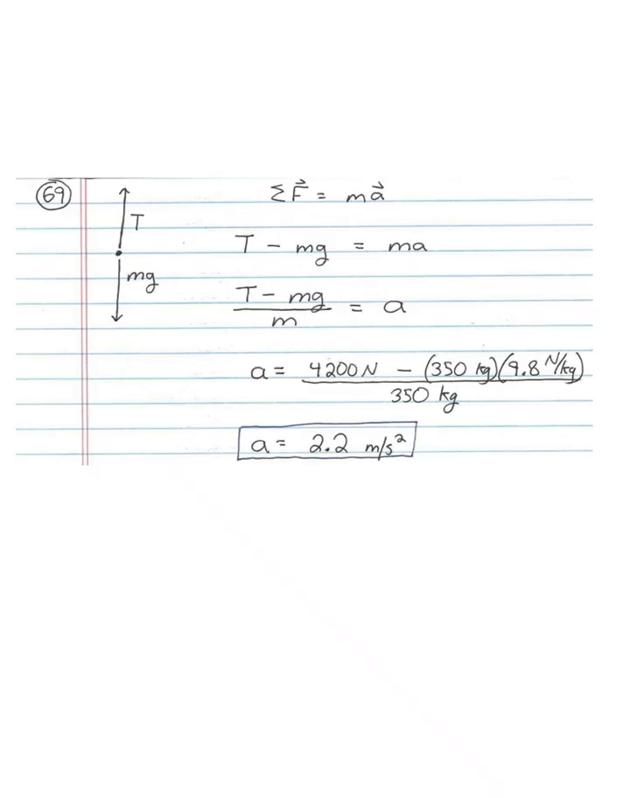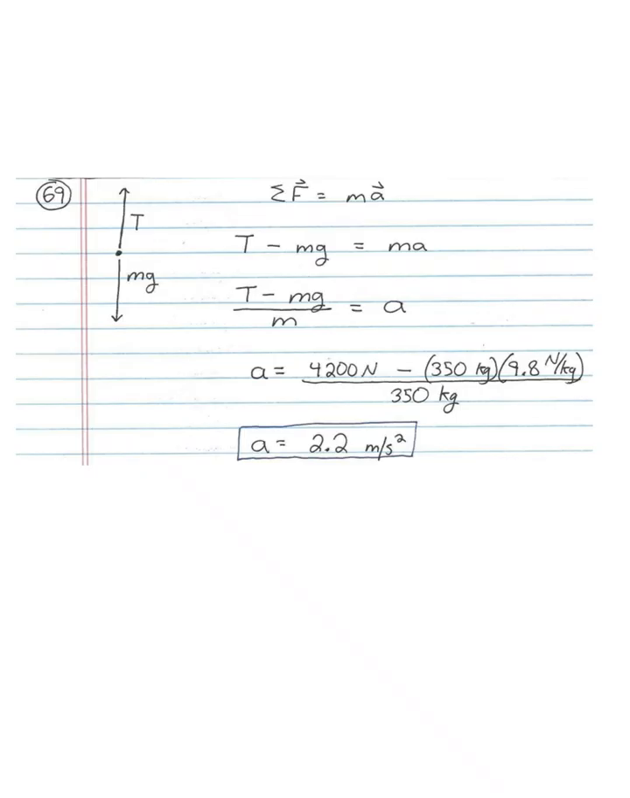Number 69 says, a steel cable lifts a 350 kilogram concrete block vertically. The maximum safe cable tension is 4,200 newtons. What is the maximum upward acceleration of the block?